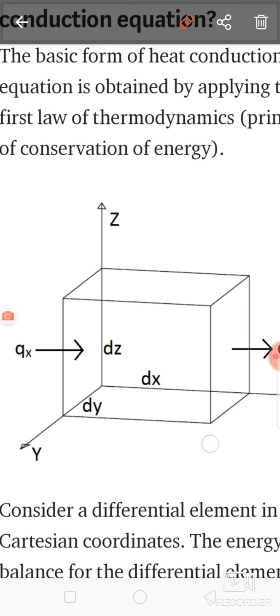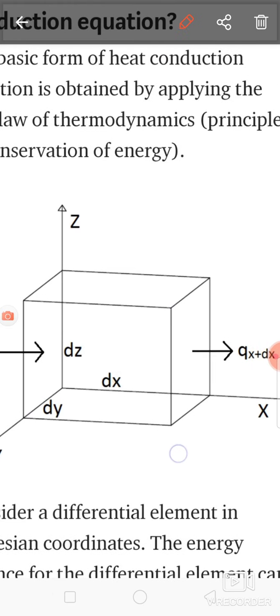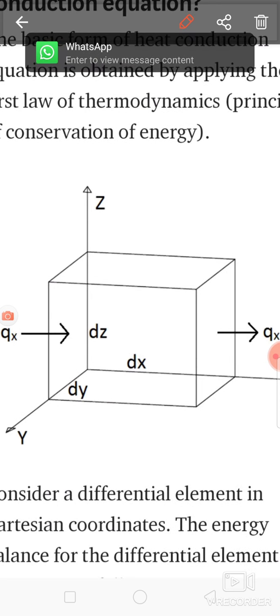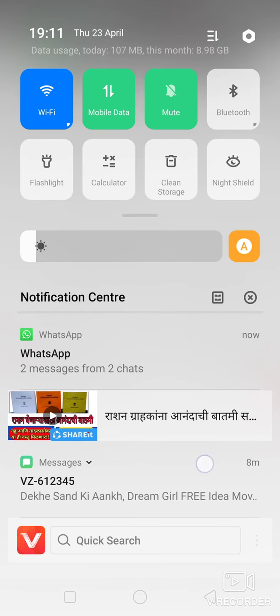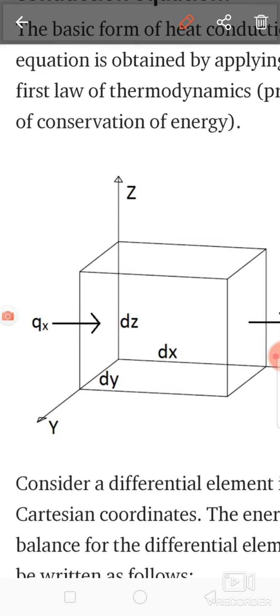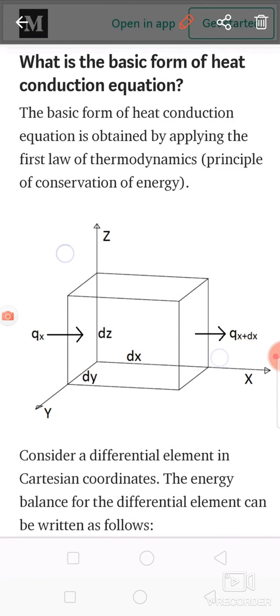There are three directions, that is x direction, y direction and z direction. So along the x direction length is dx, and along the y direction the thickness is dy, and along the z direction thickness is dz. So the thickness of that particular element is dx, dy and dz.